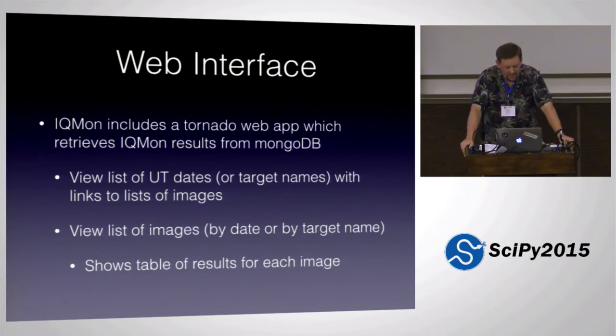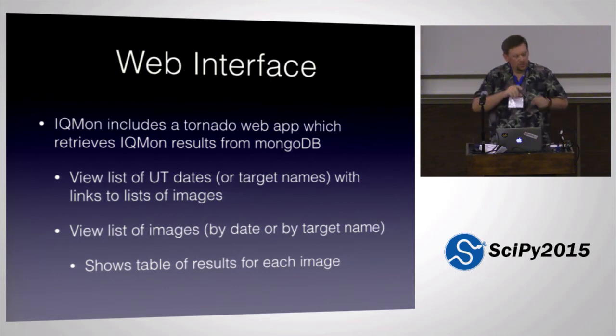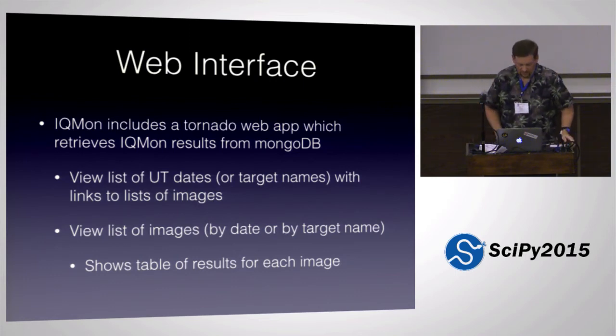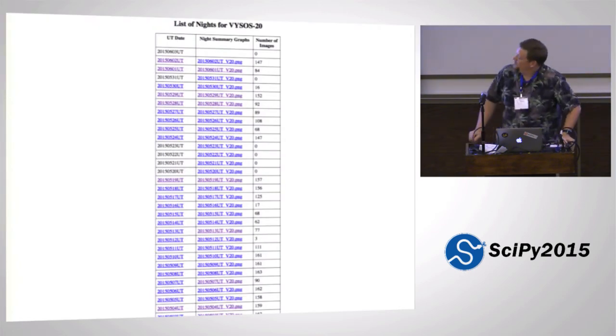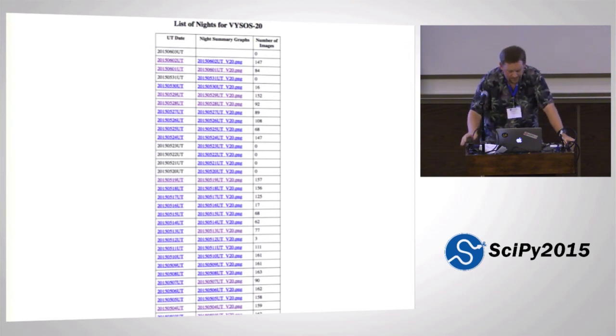So I've included in IQMon a simple Tornado web app. It's got two handlers. One gives you a list of UT dates or target names. It actually works both ways. That gives you a link for each date to a list of images of that date. The other is the list of images, which shows you the image results. It's just a big table of results. Here's what that looks like. Here's a list of UT dates, so you can click on them and look at the image results from each date. I've also shown here that there's a PNG file you can link to.